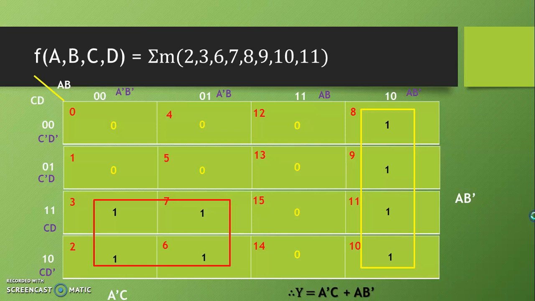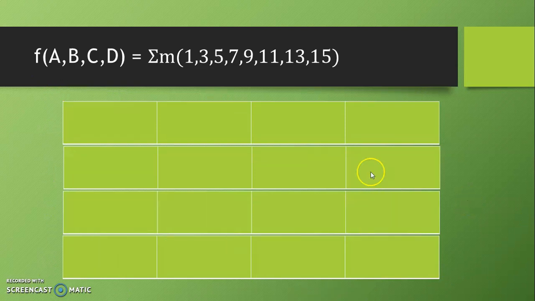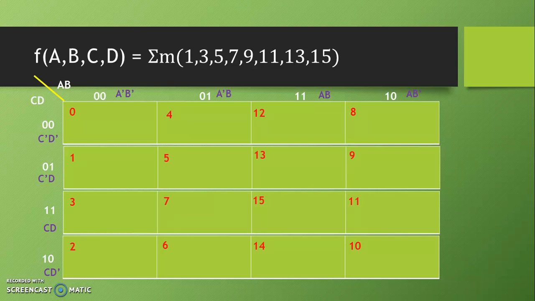Let us see one more example. F of A B C D equals summation of m, minterms are given 1, 3, 5, 7, 9, 11, 13 and 15. So as usual we prepare our K-map. We write variables, numbers, product terms and equivalent decimal numbers. Now we write 1 in given minterms. So that is 1, 3, 5, 7, 9, 11, 13 and 15. In all other cells we write 0.